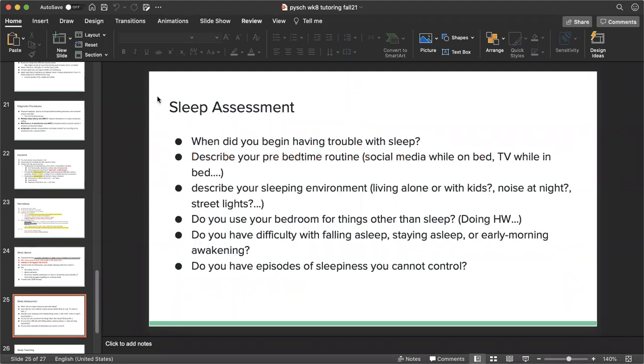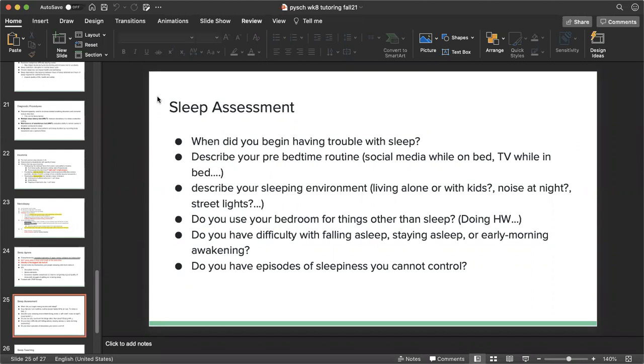So some questions we can ask for a sleep assessment. When did you begin having trouble with sleep? Describe your pre-bedtime routine. Are you on social media while in bed? Are you watching TV while in bed? Do you do work while you're in the bed? Are you on your laptop?